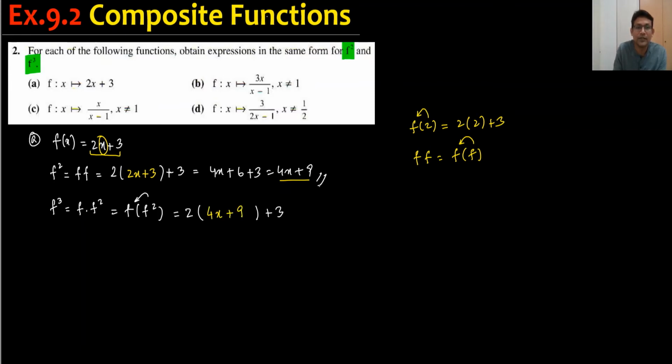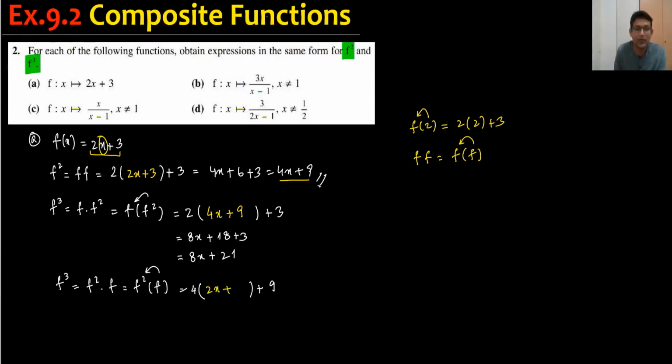So what's the result actually? Let's see. The result is coming 8x plus 18 and plus 3. So finally it's coming 8x plus 21. Now if I want to do the same part in the other way, like f squared f, I have to write f in the f squared equation. F squared is 4 times bracket plus 9. Here in the bracket, I will write the value of f, the equation 2x plus 3.